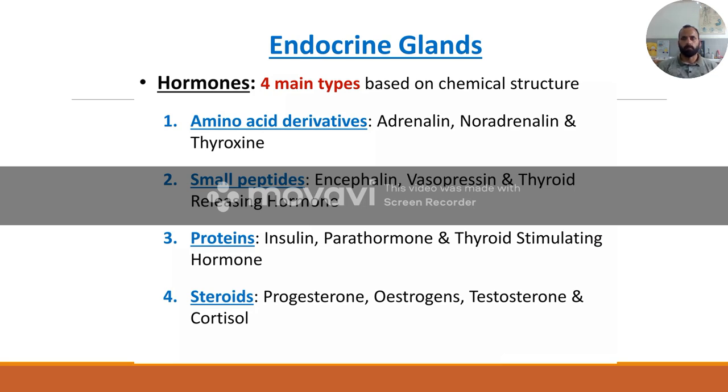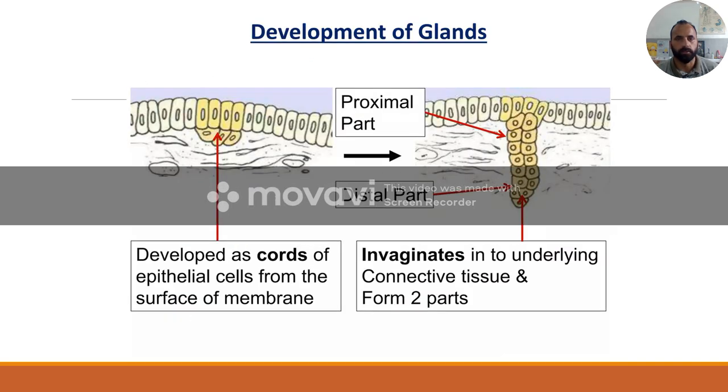So hormones, based on their chemical structure, you have four types in the body: the amino acid derivatives, small peptides, proteins, and the steroids. Examples are given. You can see that adrenaline is an amino acid derivative, enkephalin is a small peptide, thyroid hormone is an amino acid derivative, and insulin is a protein in nature. Then progesterone and estrogen are steroidal in nature.